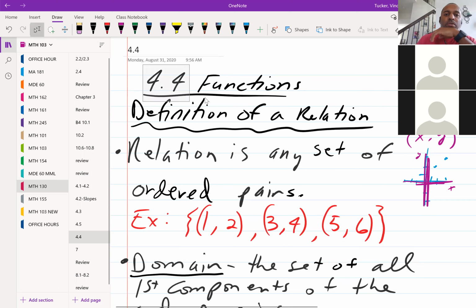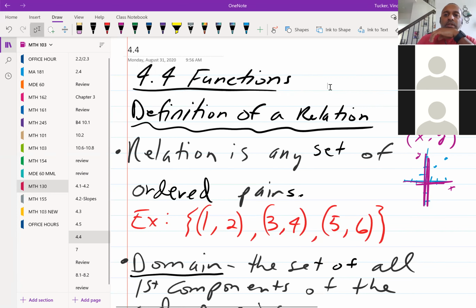All right. So, if I'm not mistaken, we're getting into 4.4 today. Functions.